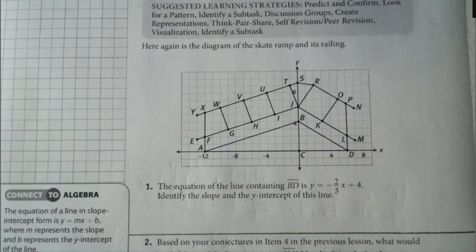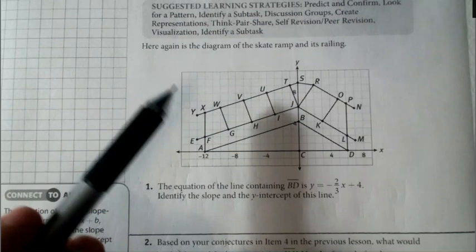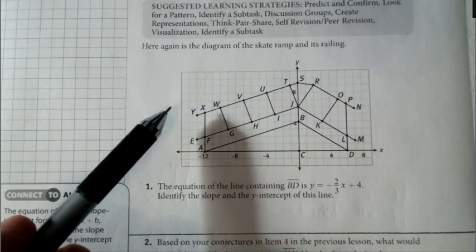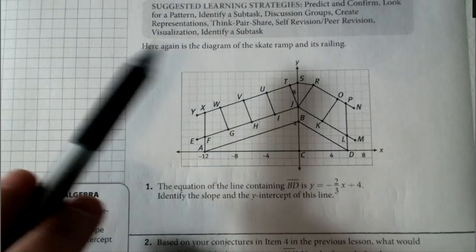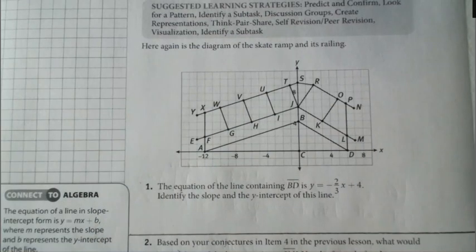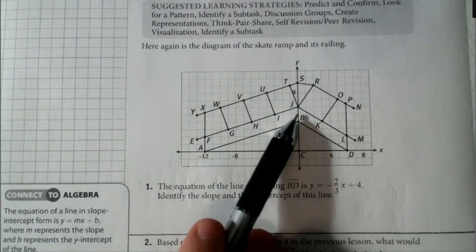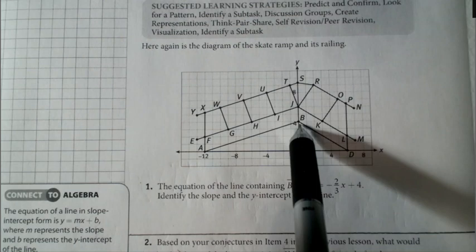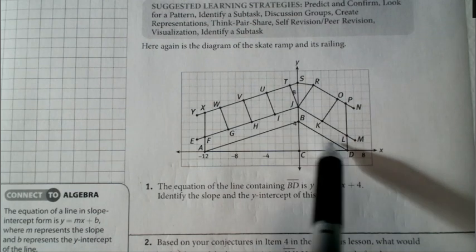Now, on the previous slide, I pulled back in this diagram that we looked at in the previous lesson. In 8.1, this picture did come into play with this skate ramp and its railings. We're going to be looking at question number 1 to start. Question number 1 states, the equation of a line containing line segment BD. Now, BD is this line segment going right here.